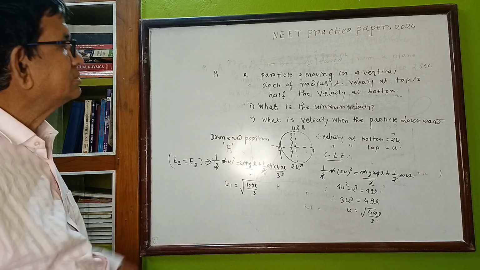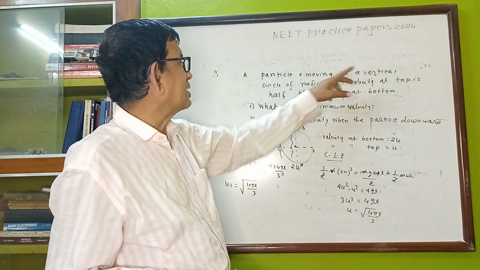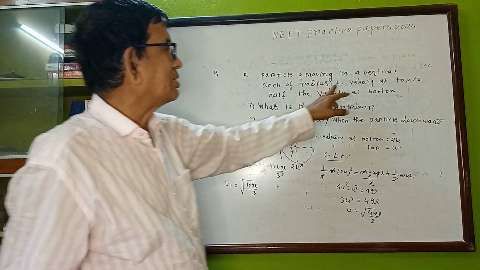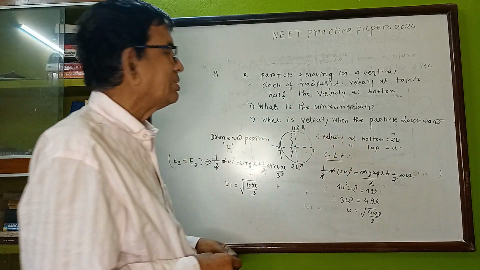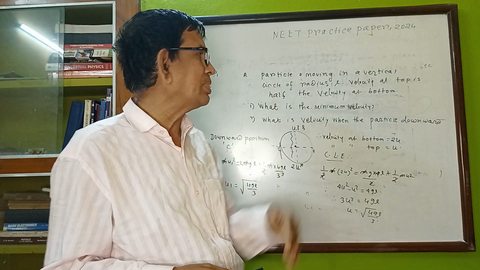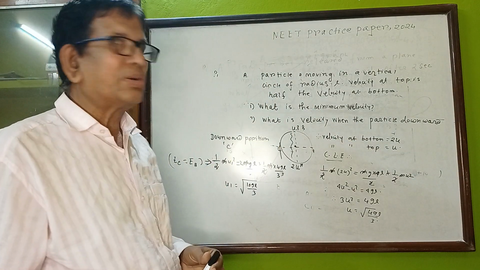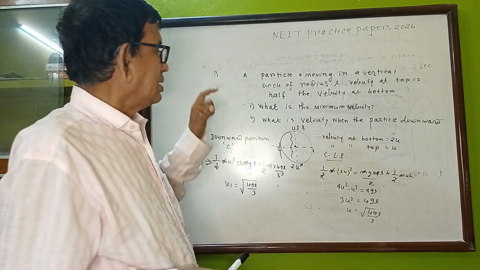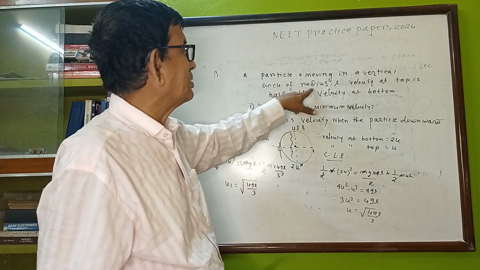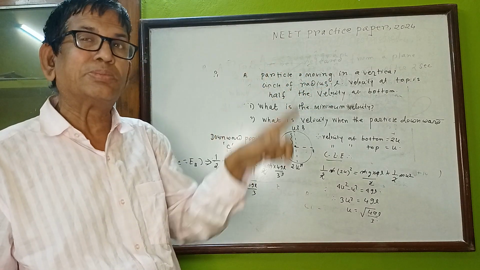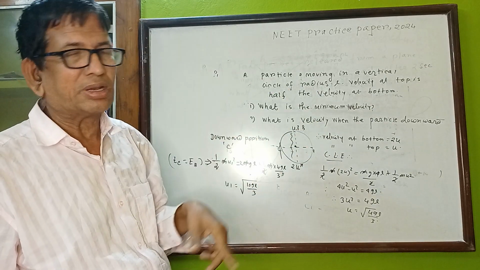First thing, a particle moving in a vertical circle of radius L, velocity at the top is half the velocity at the bottom. What is the minimum velocity? Minimum velocity is certainly at the top. And what is the velocity when the particle is downward? Children, always remember that when you are moving in a circle of radius L, for your convenience I am telling, it is a vertical circle, not a horizontal circle.